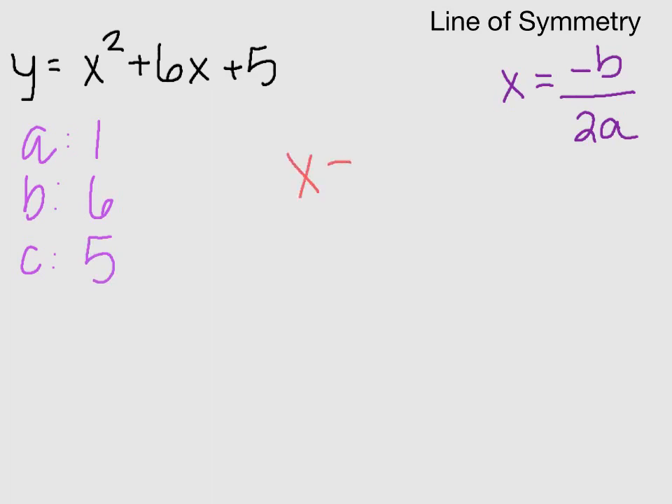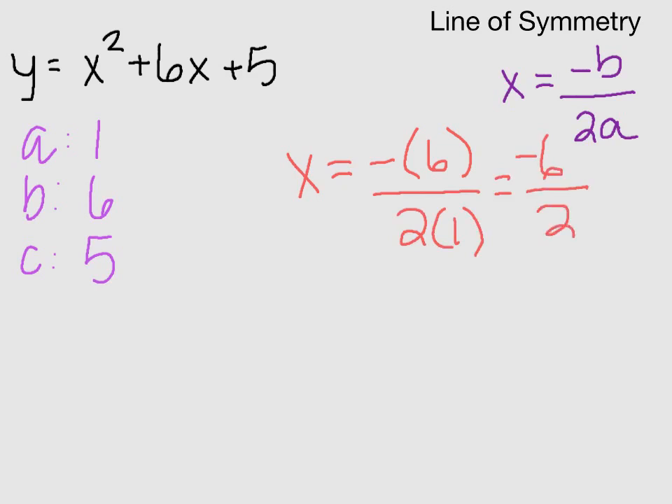So it is x equals negative, my b value, which is 6, divided by 2 times my a value, which is 1. A negative times a positive 6 is negative 6, and 2 times 1 is 2, which gives me x equal to negative 3.